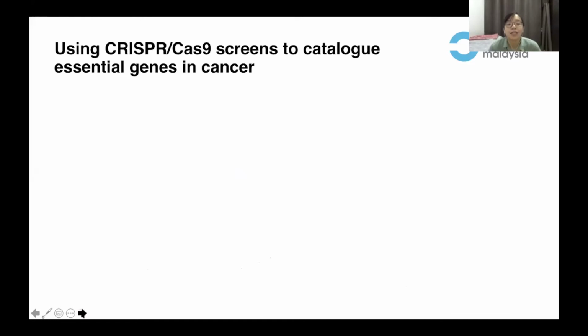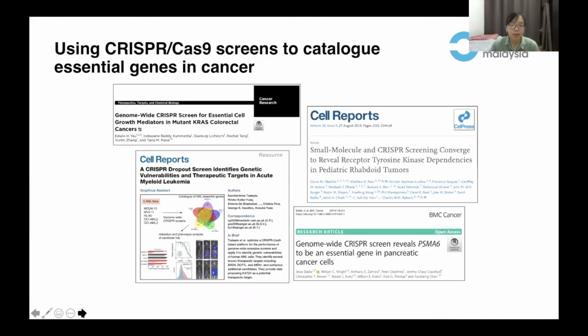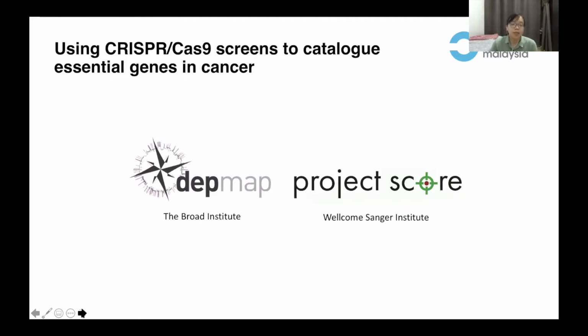Knowing that, many researchers have been using CRISPR-Cas9 screens to find out the essential genes in cancer. I'm just sharing a handful of papers, which are a very, very few of the many that have been published. CRISPR-Cas9 screens have been done in colorectal cancers, leukemia, rhabdoid tumors, and even pancreatic cells. These two are big projects characterizing the essential genes in many different cancers. One of them is DepMap, from the Broad Institute, and another one is Project SCORE, from the Wellcome Sanger Institute.